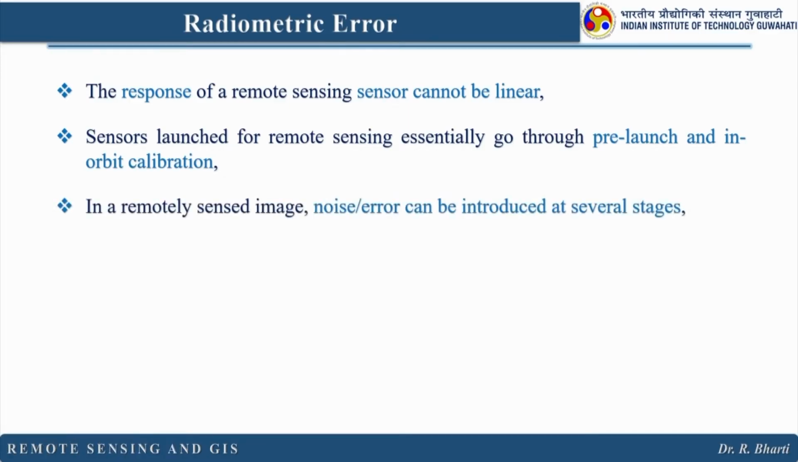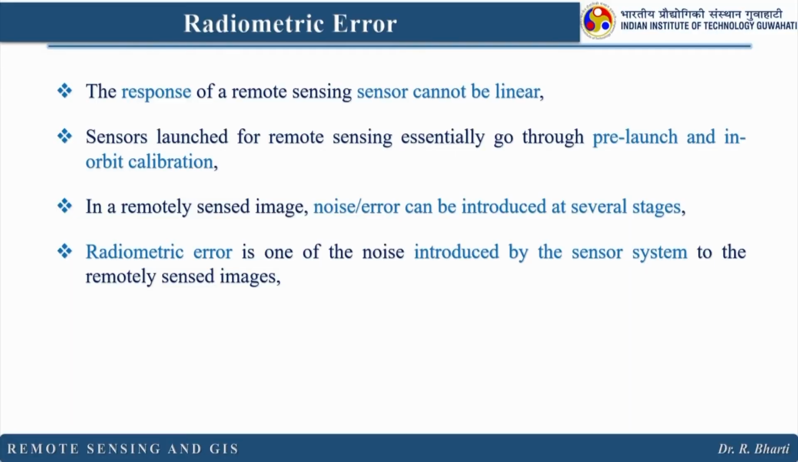The third point is in a remotely sensed image, noise or error can be introduced at several stages that we have already understood, like geometric correction, radiometric correction, then topographic correction. So, there are many sources of error in remote sensing. So, what is the source of this radiometric error? That we have to understand.